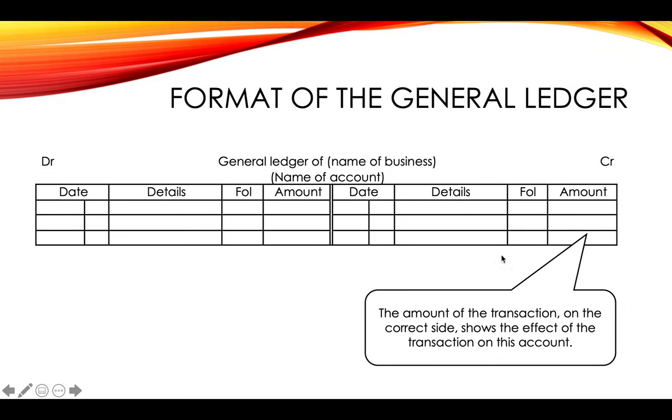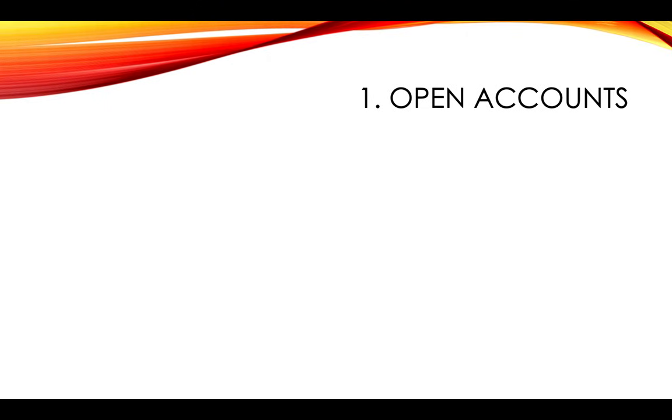The amount of the transaction will obviously be shown in the amount column, either on the debit side or on the credit side, depending on the type of the account and whether it's meant to be increasing or decreasing.